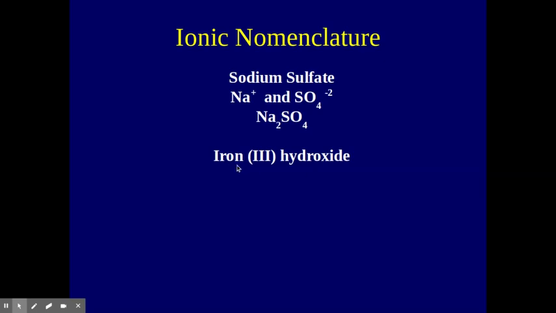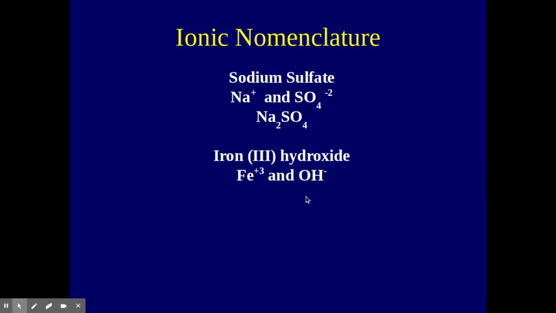Let's try this one. Iron 3 hydroxide. So iron 3, that's going to be Fe with a +3 charge. Hydroxide is one of those special ones I told you to memorize, and it's OH with a -1. So these are my 2 ions, and these are their charges. I only need 1 iron, but I'm going to need 3 hydroxides.